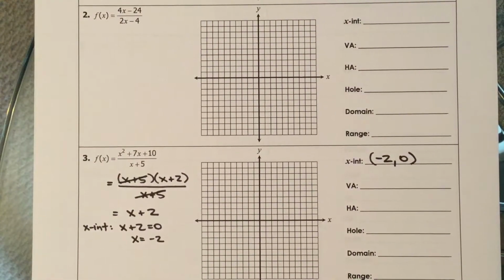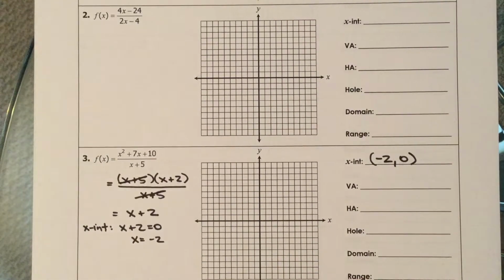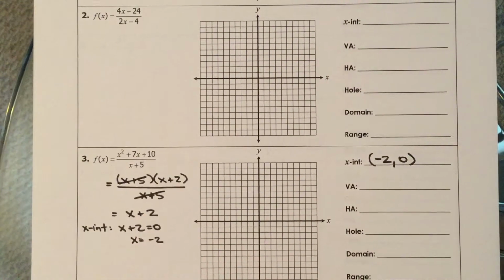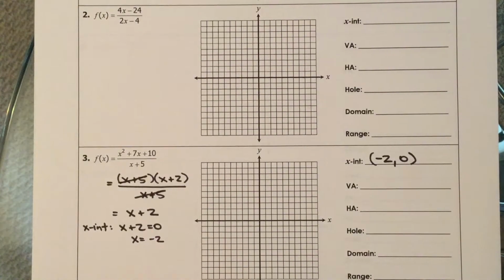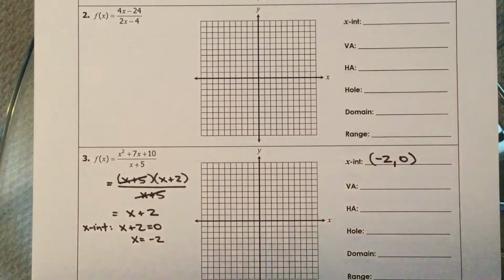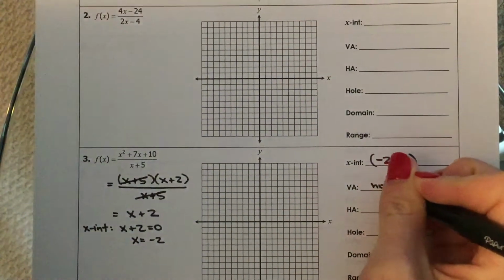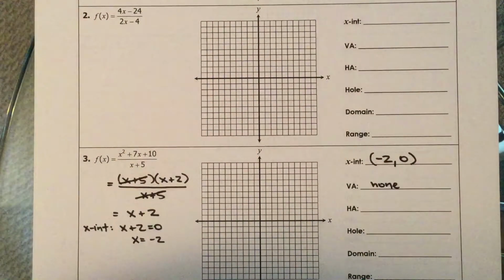Step 3, find the vertical asymptote by setting the denominator equal to 0. So here, there is no denominator. There's just a 1. So if there is no denominator, then there is no vertical asymptote. All right, so we would just say that there's none when we ask for a vertical asymptote. There is none. Step 4, the horizontal asymptote.